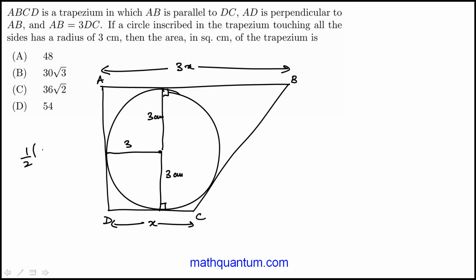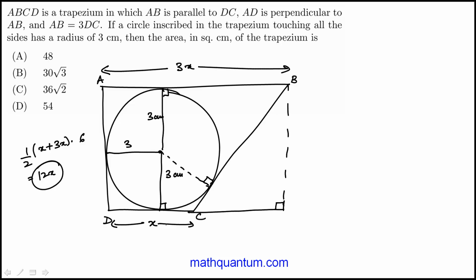So its area would be half at the two bases times the height, which is 6. So that would be 12x. So the key thing is to find out what x is. And that's going to come from this here, if you draw this perpendicular. And we need to create a right triangle somewhere. So this is the right triangle I'll create.